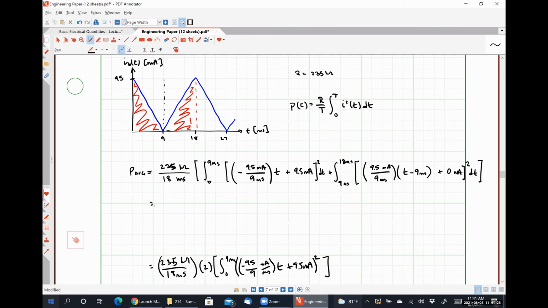So the first thing that I'm going to do is take that 235 kilo ohm over 18 milliseconds and get a number. So that is going to be 1.305 repeating times 10 to the -7 volts per amp seconds.